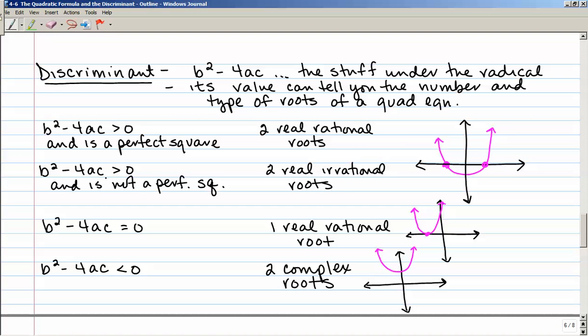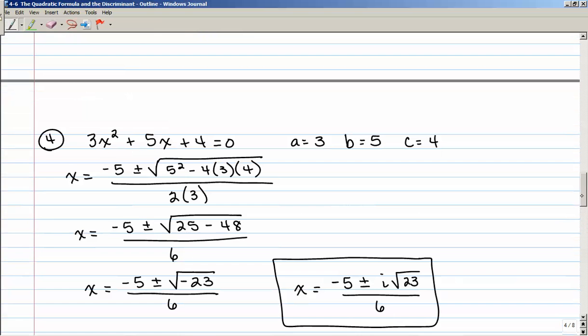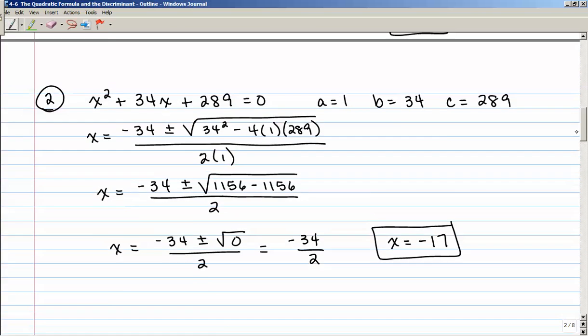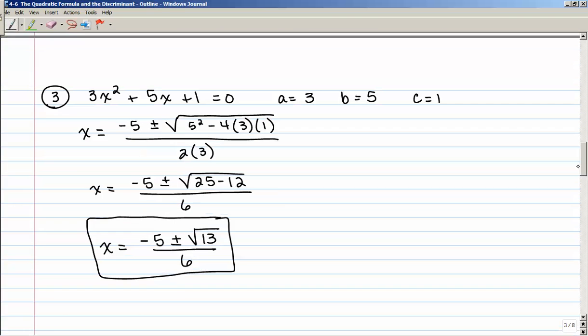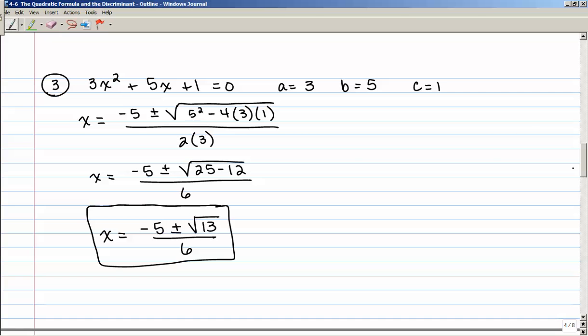If b squared minus 4ac is positive, greater than 0, and is not a perfect square, then you're going to have 2 real irrational roots. In other words, it's not going to be nice numbers right here. It's going to be that case where it falls between 2 integers. And I believe that was our second example here. Oh no, did we have one like that? Oh, we did. This one here, it was like that. So notice the stuff underneath the radical is not a perfect square. 13 is not a perfect square. So I have 2 real roots, because that's not a negative number, but they're not nice numbers. They're not integers.